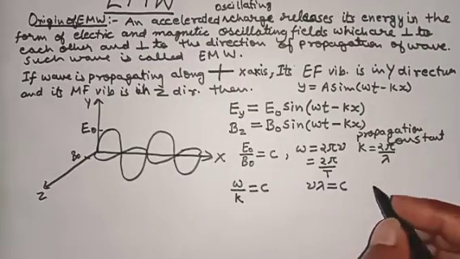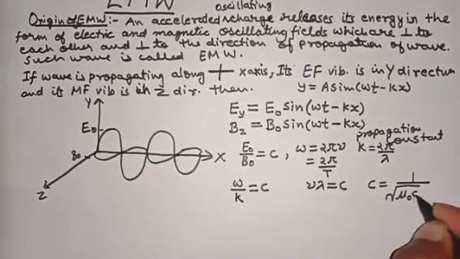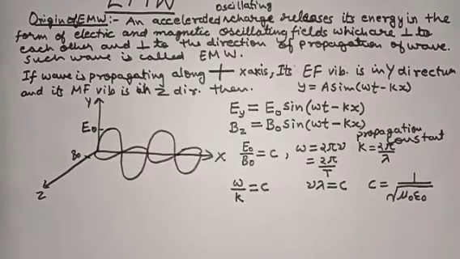And one more thing, this c is also equal to 1 upon root mu naught epsilon naught, where mu naught is the permeability of free space related to magnetism, and epsilon naught is the permittivity of free space related to electricity, I mean electrostatics.